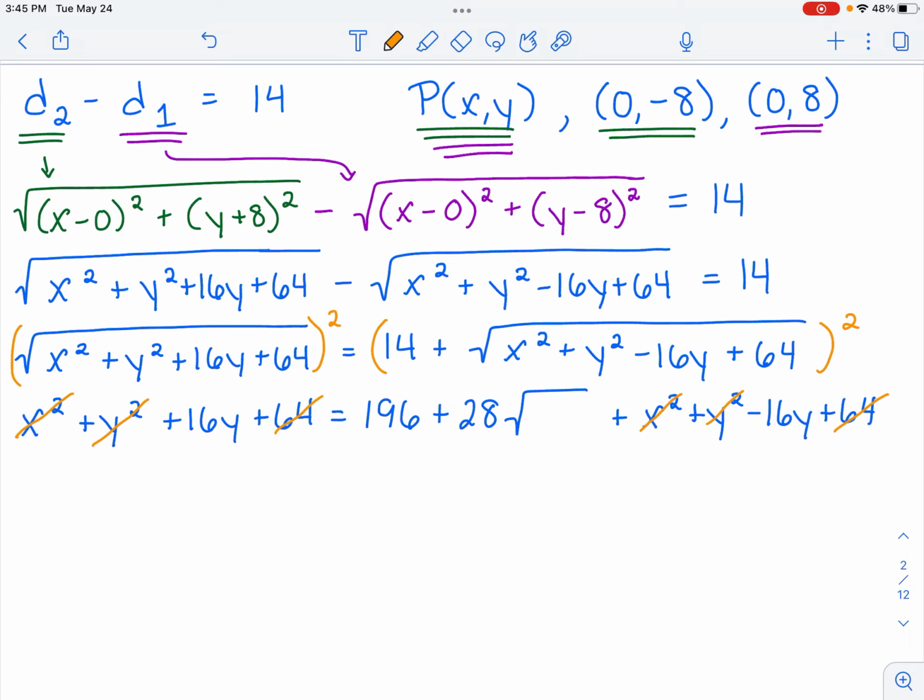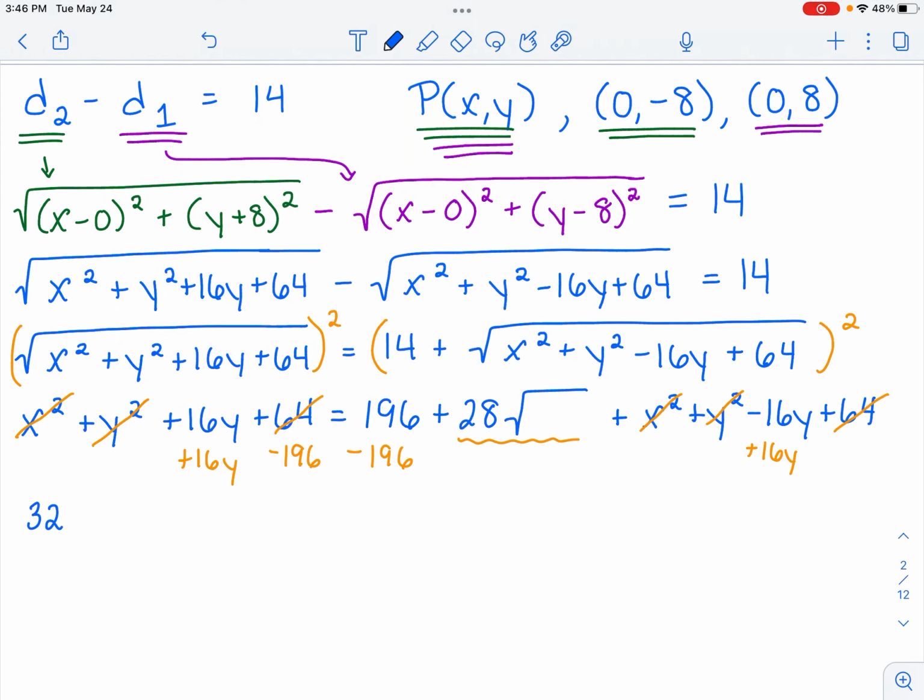All right, I'm going to add over the 16y and add over the 16y. I'm also going to subtract over the 196 because I want to try to get this square root by itself. I want it isolated so that when I square this again, I won't have to do any additional algebra after the fact because the radical will be completely gone. All right, so here's what we got at this point.